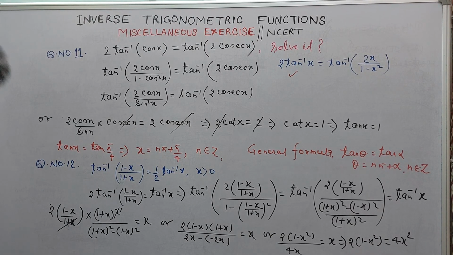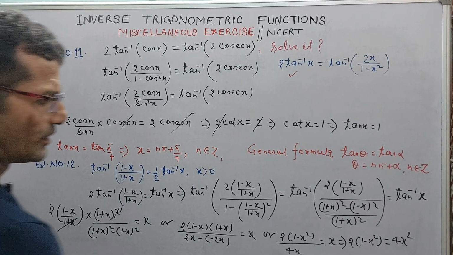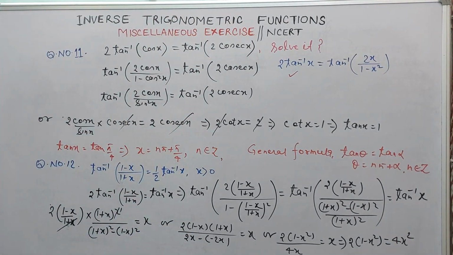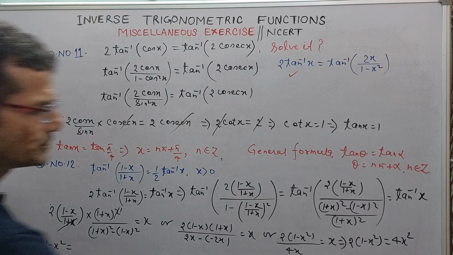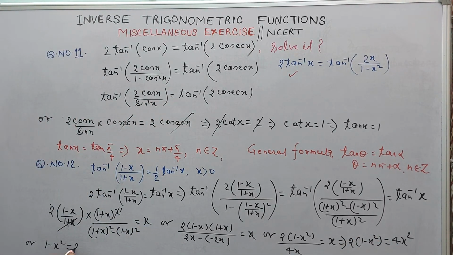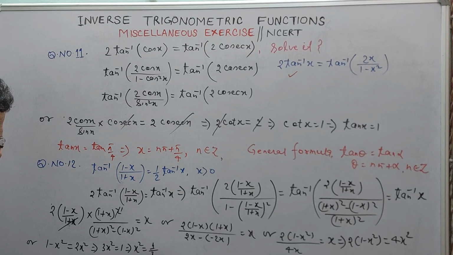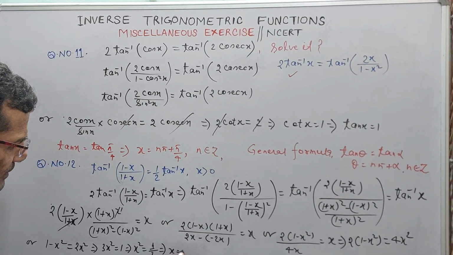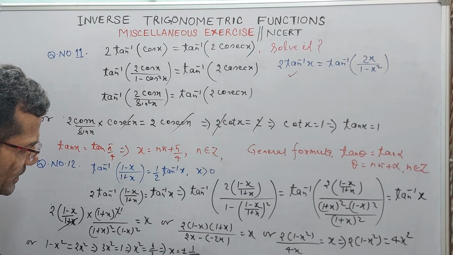So now 2 is cancelled here. Finally the value becomes 2 times of 1 minus x square is equal to 2x square. Just simplify this, 3x square is equal to 1, and from here x square will be 1 by 3 and x will be plus minus 1 upon root 3.